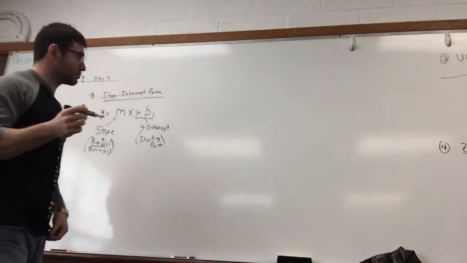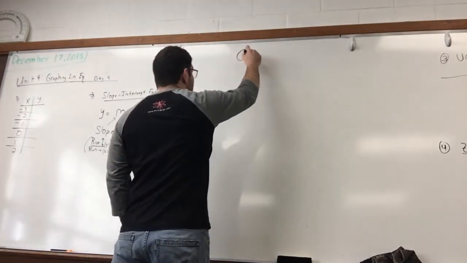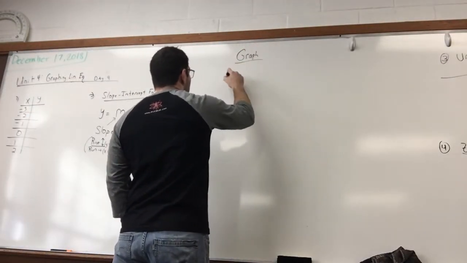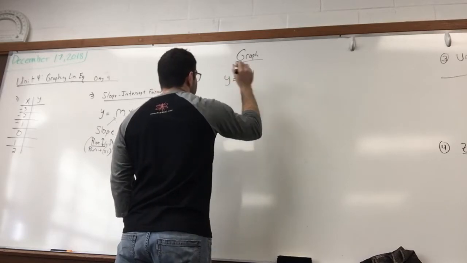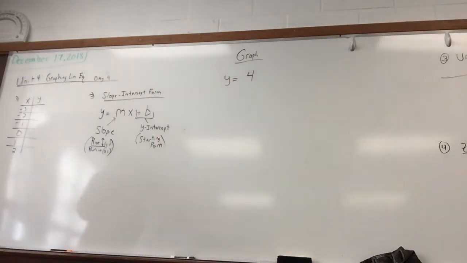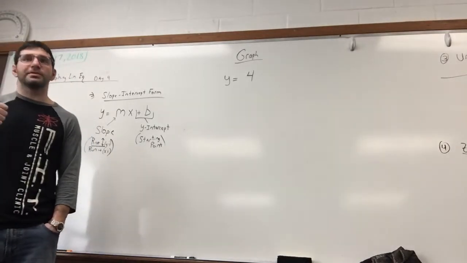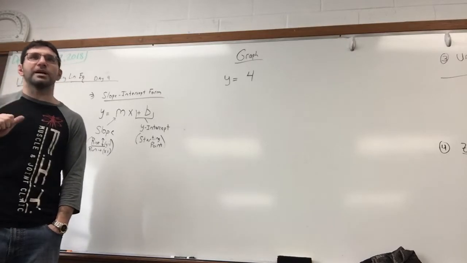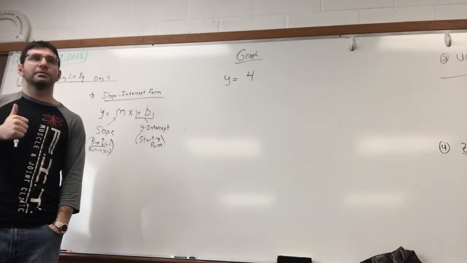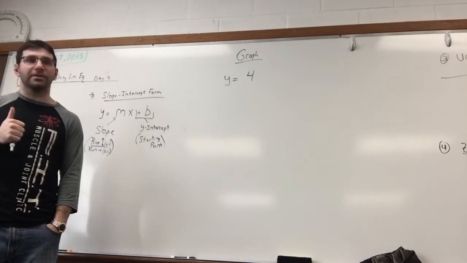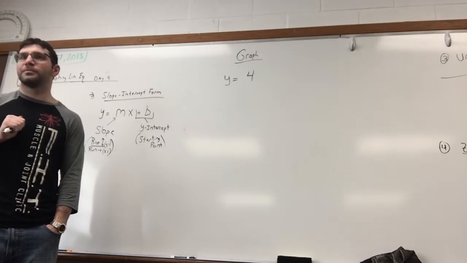Here's my first question. If I say graph y equals 4, is that in slope-intercept form? Show of thumbs up if you're saying, yes, that's in slope-intercept form. Thumbs down for no, it's not. So let me see thumbs up. So I've got one person with a thumb up. Thumbs down for no.